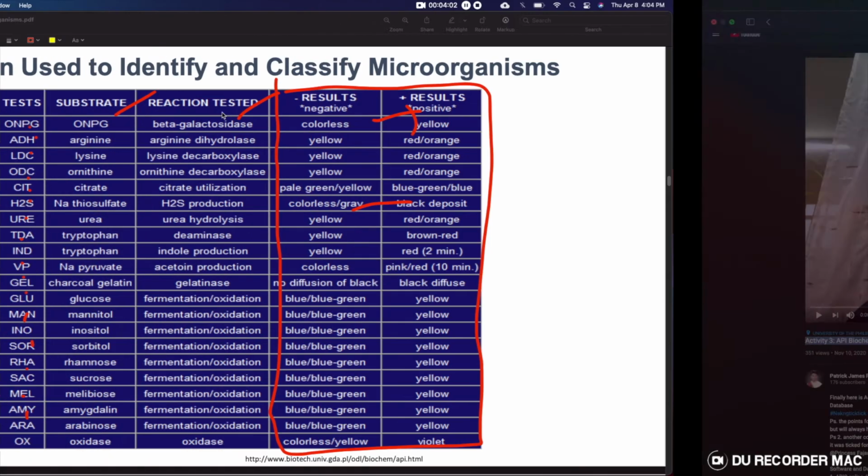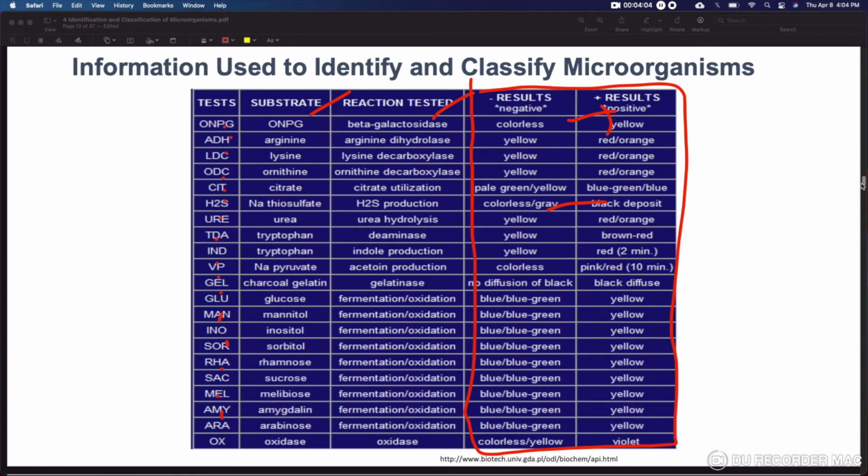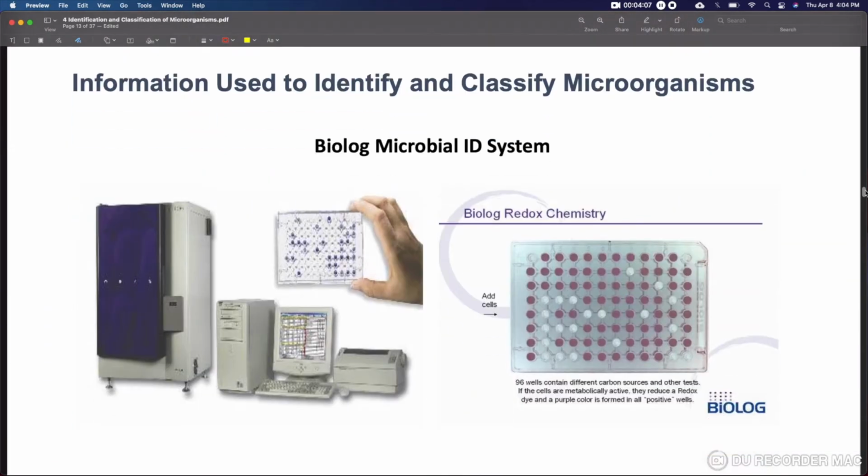So let me just close this and we're back here. So moving on with our lecture. Another example of a biochemical test is what we call the Biolog microbial ID system. For the Biolog microbial ID system, this is a 96-well microbial ID system. It contains different carbon sources. Okay, and it will check if your organism has a metabolically active reaction for that substrate. So it contains different substrates here. So it's a 96-well plate.